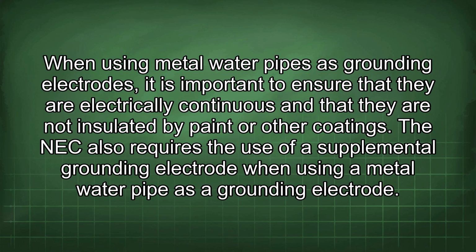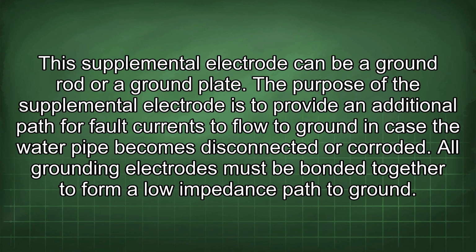The NEC also requires the use of a supplemental grounding electrode when using a metal water pipe as a grounding electrode. This supplemental electrode can be a ground rod or a ground plate. The purpose of the supplemental electrode is to provide an additional path for fault currents to flow to ground in case the water pipe becomes disconnected or corroded.